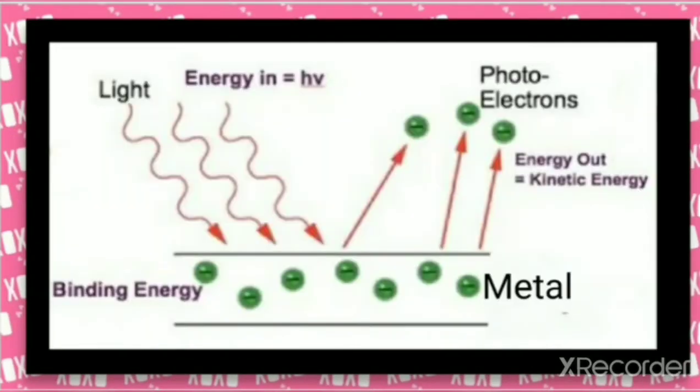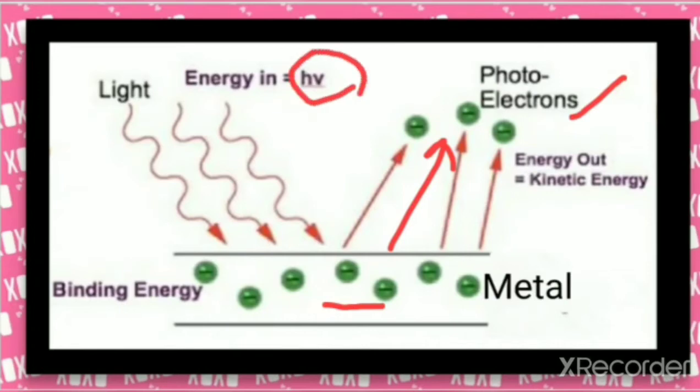He observed that when a light of suitable frequency strikes on the metal surface, then some of the electrons get ejected. These electrons are called photoelectrons. If h nu is the energy associated with the incident radiation, some of the energy is used up to eject the electrons, and the rest of the energy is given to the ejected electrons in the form of kinetic energy.